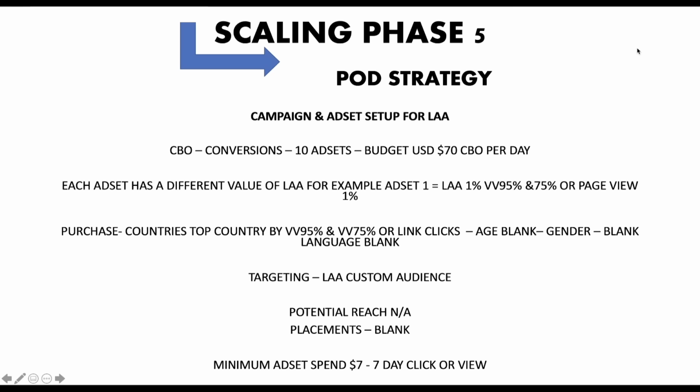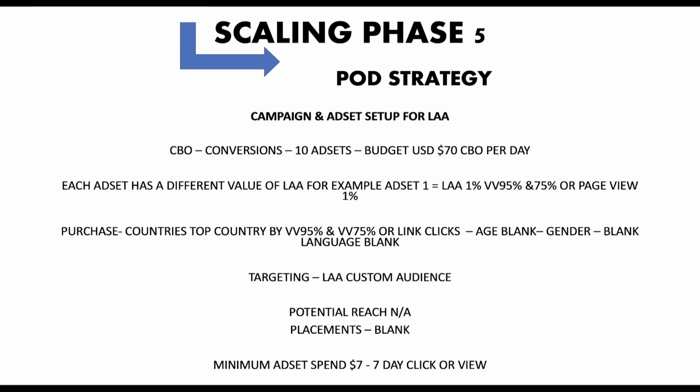For example, let's say ad set 1 is lookalike 1% video view 95 and 75, or let's say it's 1% page view. Each purchase, then you're going to change the event to purchase, and then you're going to use the top countries. Let's say you're doing a video view lookalike, then you're going to look for the best countries for video view in the columns. If you're doing page view lookalike, then you look at link clicks and you look at which countries were the best for the link clicks.